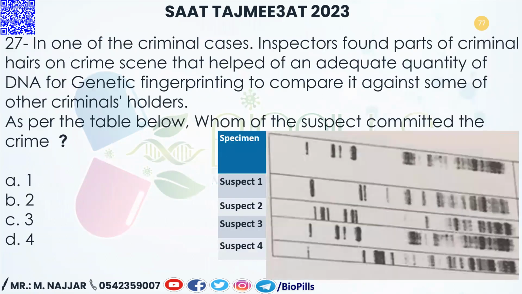This is a nice question. In one of the criminal cases, inspectors found parts of the criminal's hairs at the crime scene that provided an adequate quantity of DNA for genetic fingerprinting, to compare it against DNA from other suspects. As per the table below, which of the suspects committed the crime? You said B.